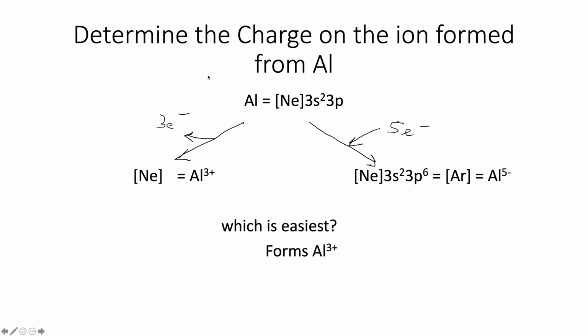So for example, for aluminum, you write the configuration. Aluminum is neon 3s2 3p1. So the choices would be to lose 3 electrons to get to a neon configuration, pay $3 to get $4, or to fill the 3p, go to 3s2 3p6, which would be an argon configuration. That would be gaining 5. So think about this. Would you pay $3 to get $4, or would you pay $5 to get $4? The answer is you would not do this second one. It's going to form the aluminum 3+ ion because it's easier to lose 3 than to gain 5. It's literally that simple.